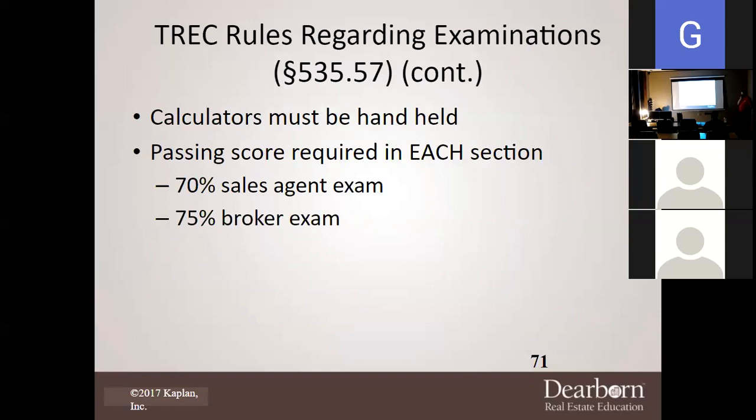You are given a calculator, but you do not bring your own. They will give you a calculator. And you'll need it. I'm going to tell you, you will need it. There's a passing score that you must get on each section. You have to have a 70% to pass as a sales agent and 75% to be a broker. Okay?